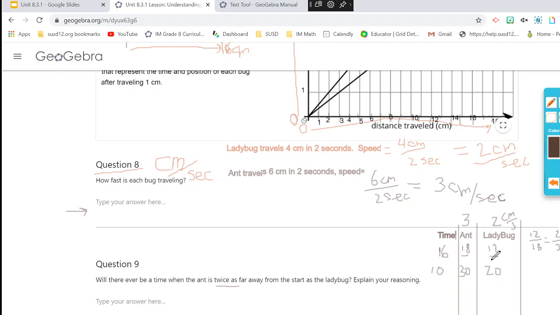So how about now? Is ladybug half as far as ant? Let me just draw a little diagram. So after 10 seconds, ant has traveled 30 centimeters and ladybug has traveled 20 centimeters. Is ladybug half as far as ant? Half as far would be 15 centimeters. So no, ladybug is more than half as far as ant. And you can do a ratio here to see. Ladybug has traveled 20 centimeters and ant has traveled 30. That is not equal to half. It is again equal to 2/3.